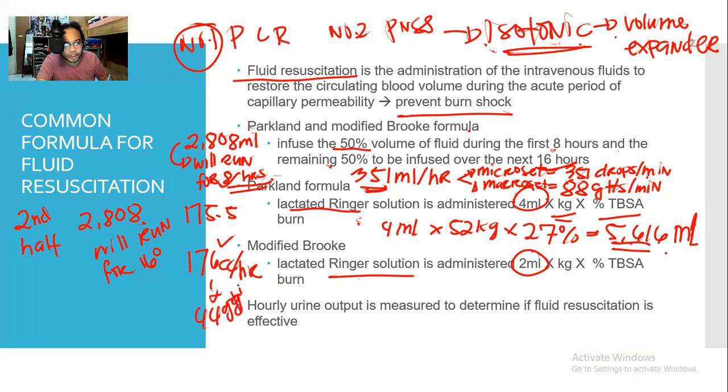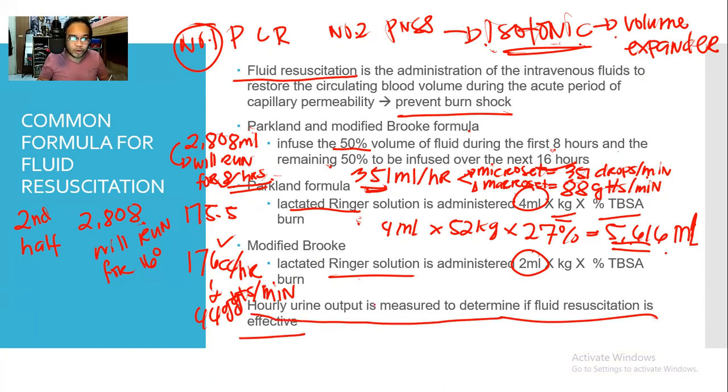Okay, GTTS per minute. Okay, ano lang siya. Okay, kuha natin. Ayan. So, early urine output is measured to determine if the fluid resuscitation is effective. Ayan. So, you will be expecting na tumataas dapat yung kanyang urine output.